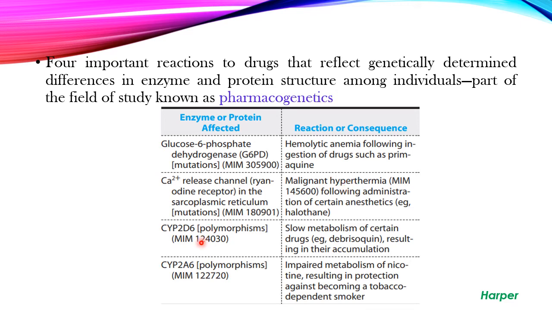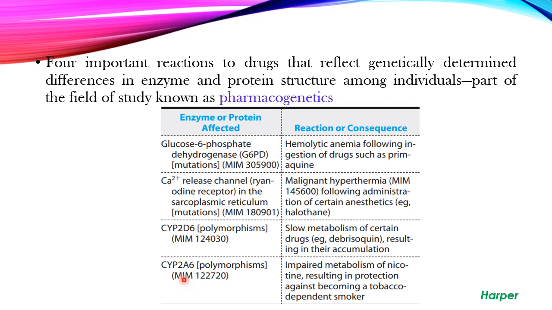Then similarly, if there is a mutation or polymorphism in CYP2D6, and the same individual takes debrisoquine, there will be slow metabolism of this drug in that individual. As a result, this drug may accumulate and may result in some unwanted effects.